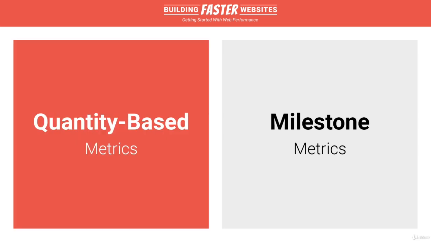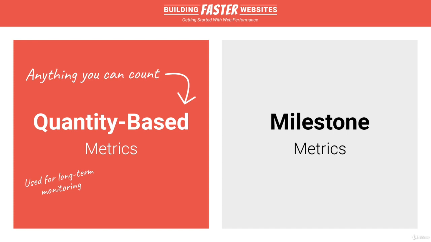Quantity-based metrics measure things such as the number of HTTP requests, the size of the page in bytes, the number of images loaded, basically anything you can count. These are useful to monitor over time as the website grows and develops, as they can reveal trends or highlight problems with third-party scripts, for example.